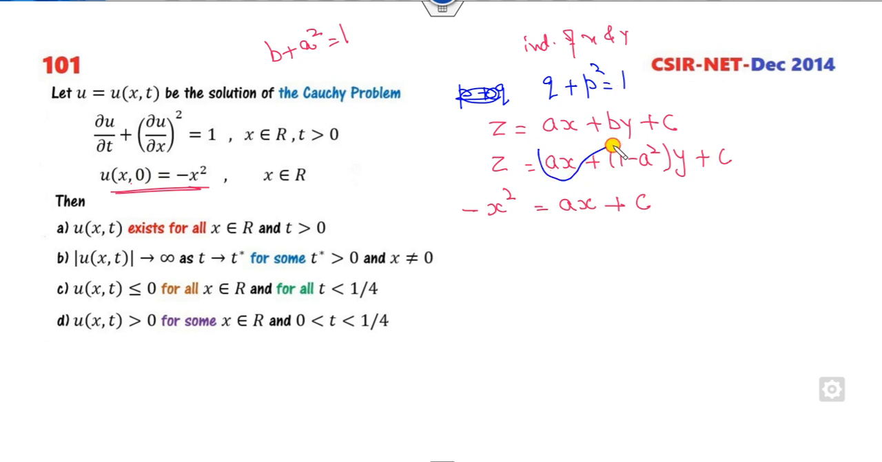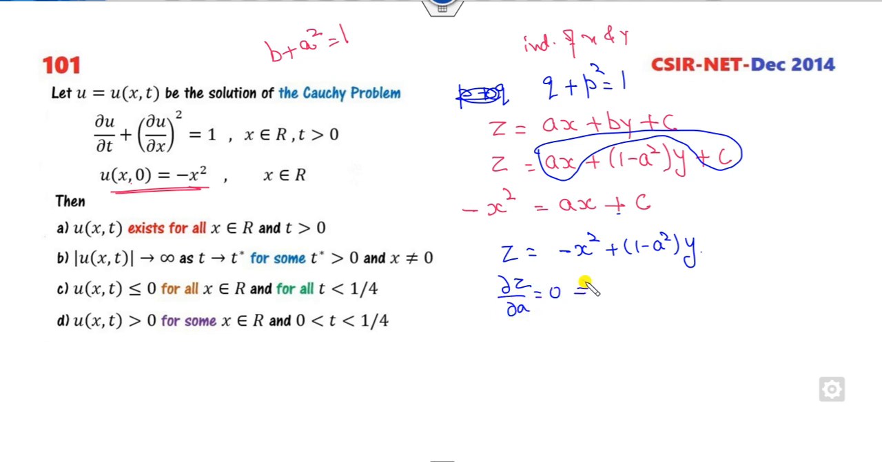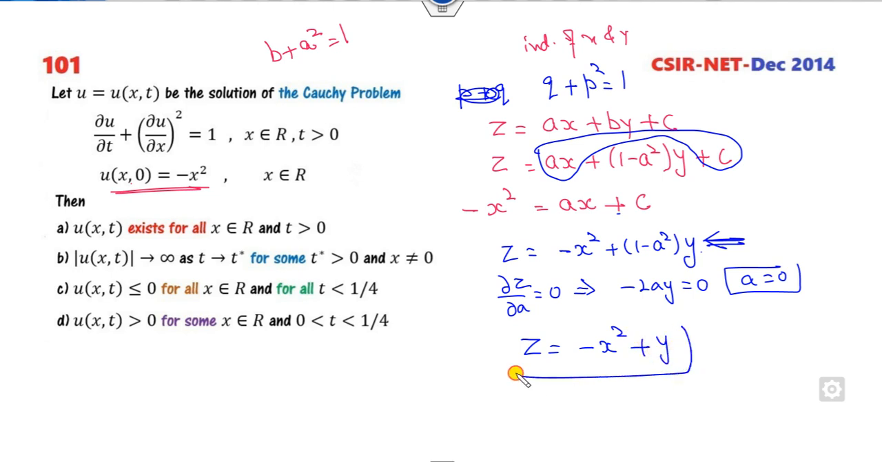Now I can substitute this value, ax plus c as z squared. So minus of this. How do you find the value of a? We can take the partial derivative and set it to 0. So minus 2ay = 0, it means a = 0. I can substitute a = 0 here. The solution will be minus x squared plus y. Sorry, this is in terms of t, so we can write this as t. Now this is my solution.